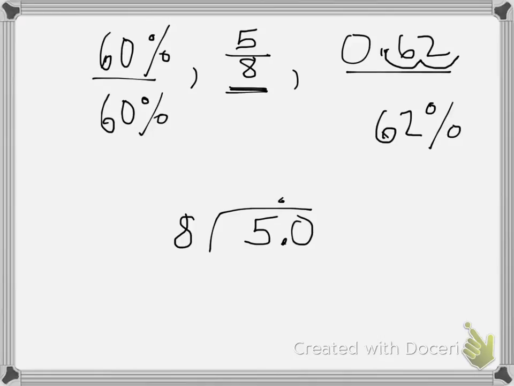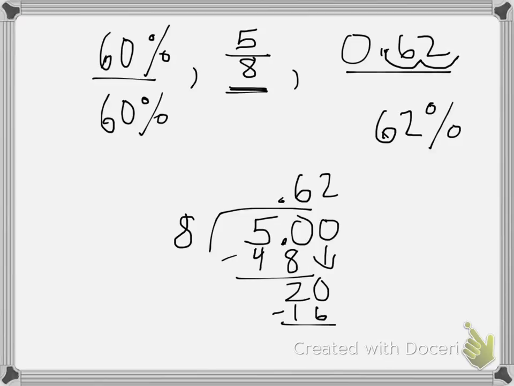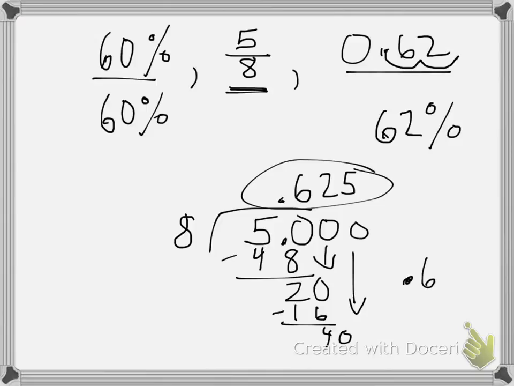Does 8 go into 50? Yes, it would go 6 times. Times 8, 48. Subtract and get 2. Bring down another 0. 8 into 20, 2 times. Should be 16. Subtract and get 4. Bring down another 0. 8 into 40, 5 times. So now I have my decimal right here. 625 thousandths, or 0.625.